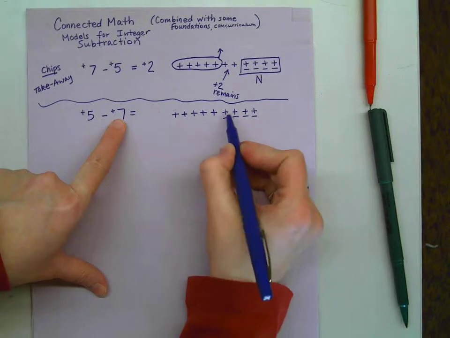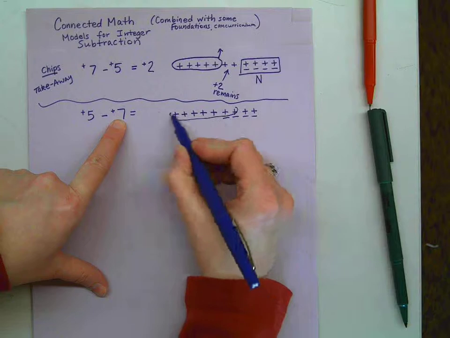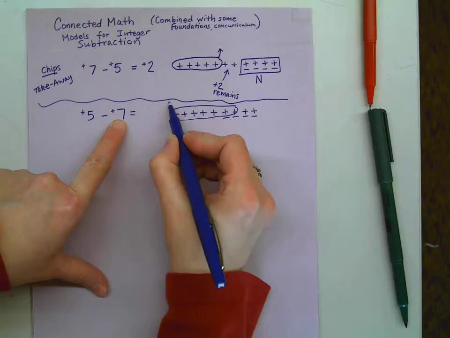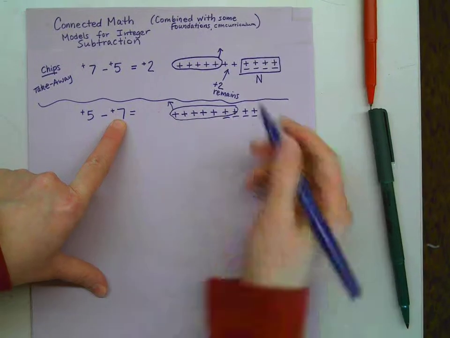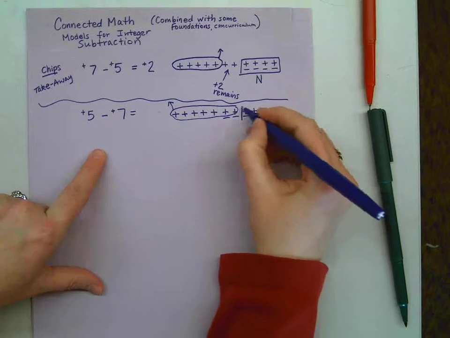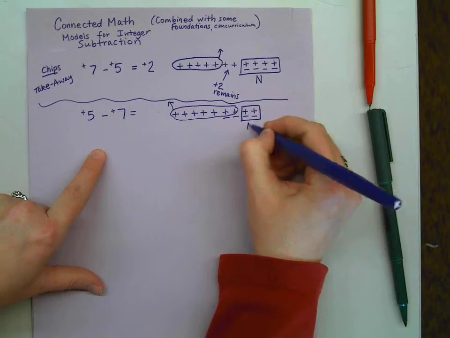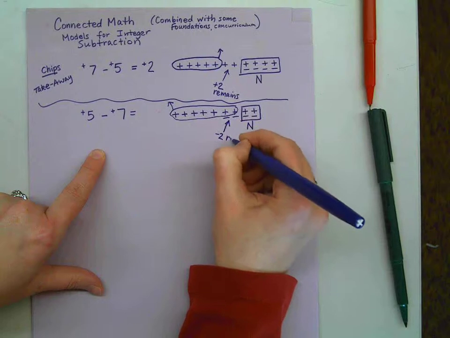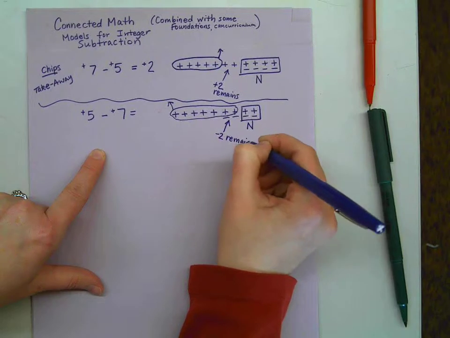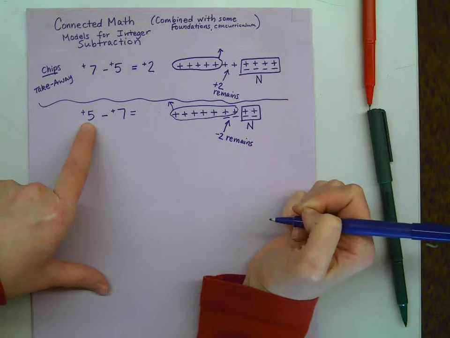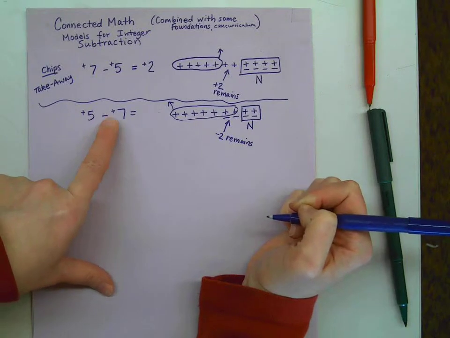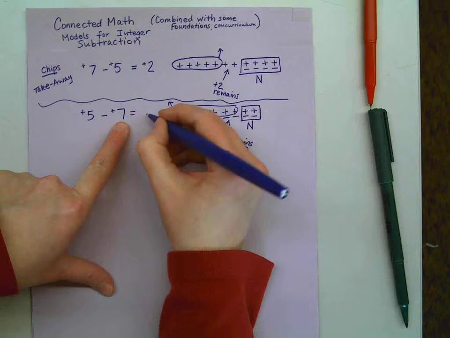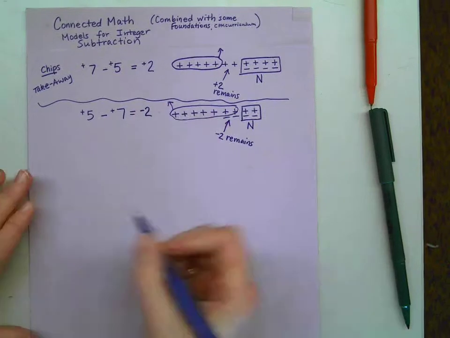So here's my 5, 6, 7. Showing that those are taken away. Then I identify my neutrals. And then I look at what remains. So when I started with positive 5 and I took away 7 positives, I end up with a negative 2 remaining.